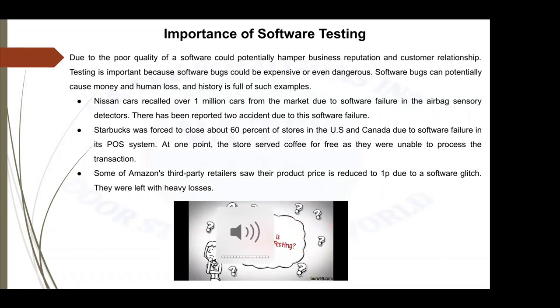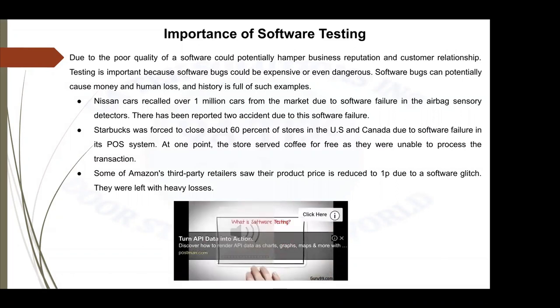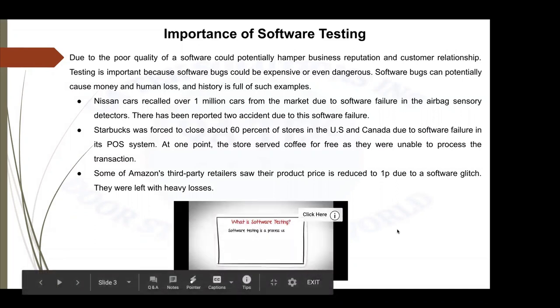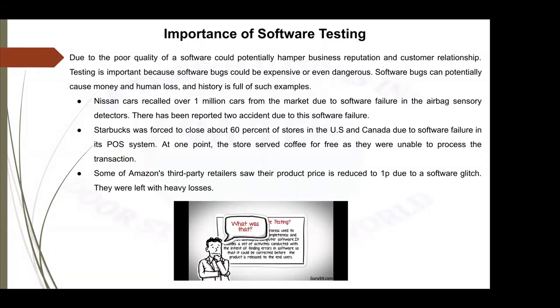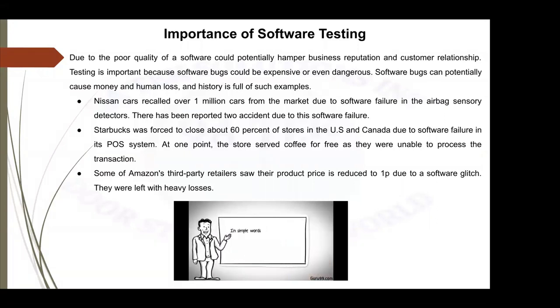What is software testing? Software testing is a process to identify the correctness, completeness, and quality of developed computer software. It includes a set of activities conducted with the intent of finding errors in software so that they could be corrected before the product is released to the end users. In simple words, software testing is an activity to check that the software system is defect-free.